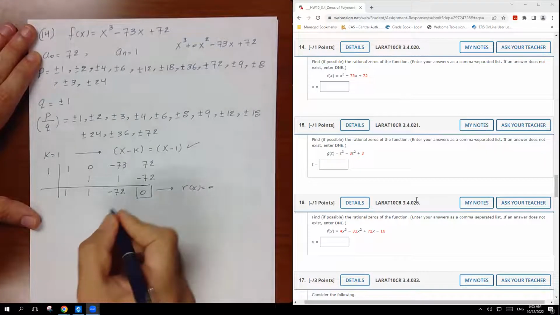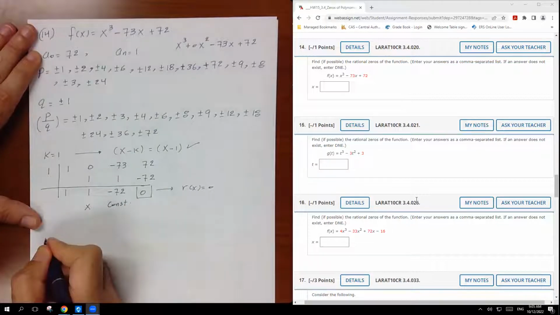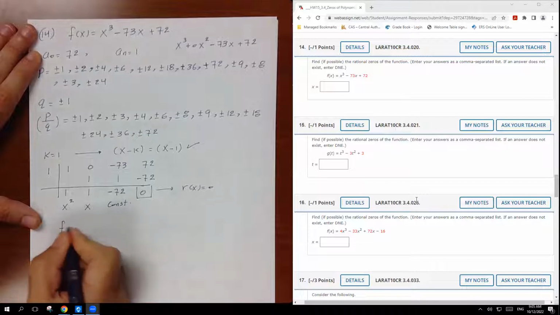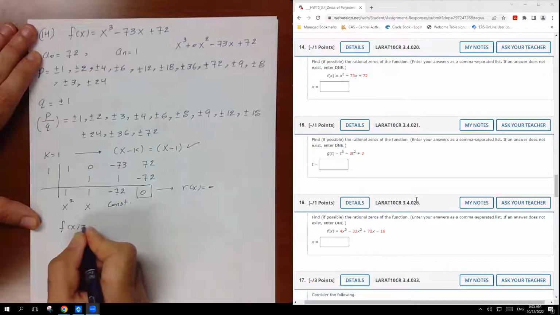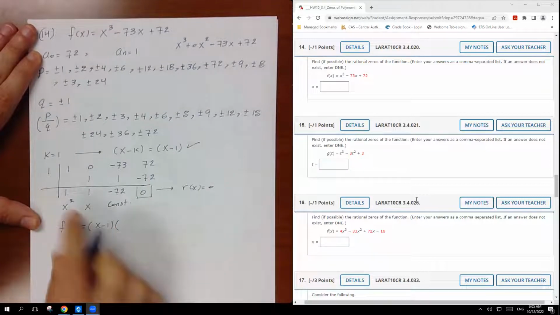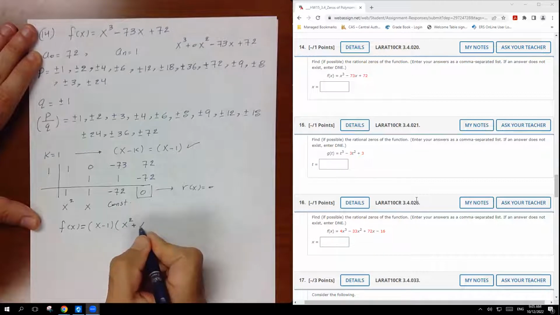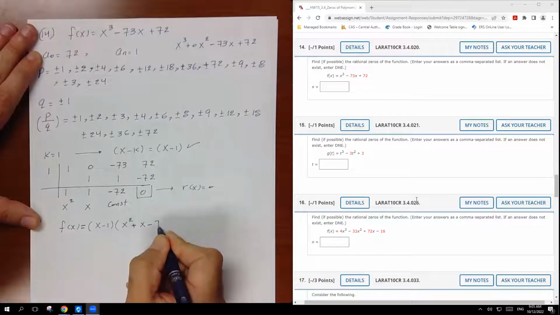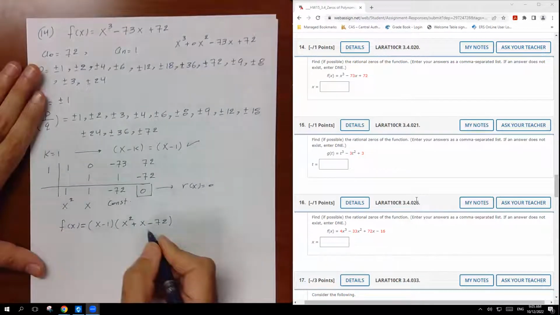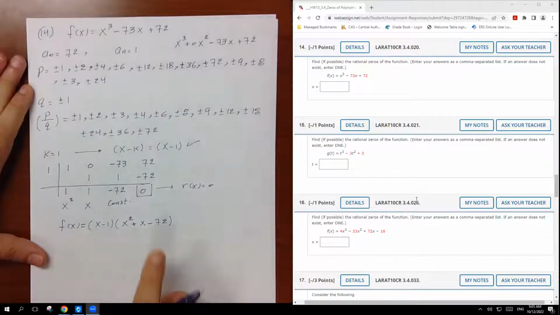I already know this is the constant. This is x. This is x squared. That means f of x equals, write down x minus 1. And here is x squared plus x minus 72. Now, this is a quadratic. We can factor this one. It's easier for us.